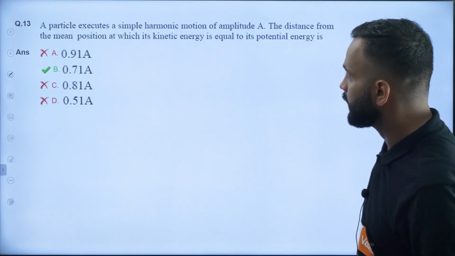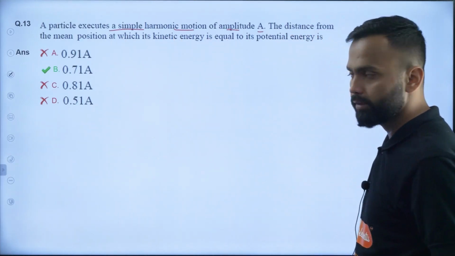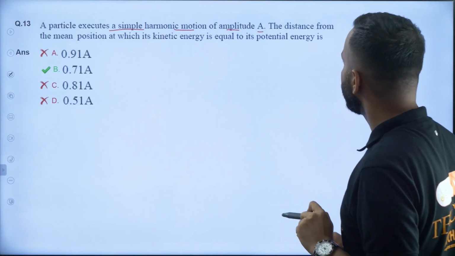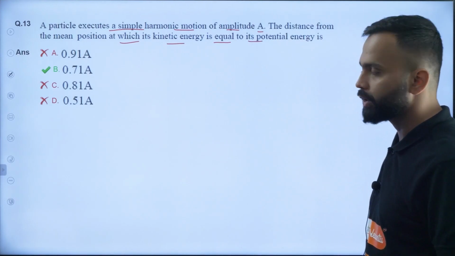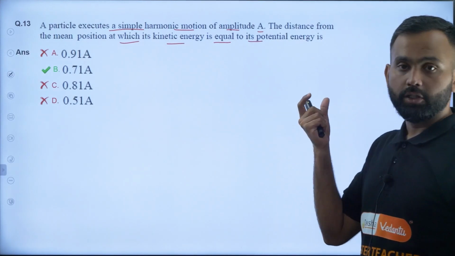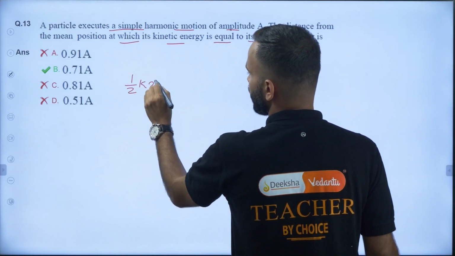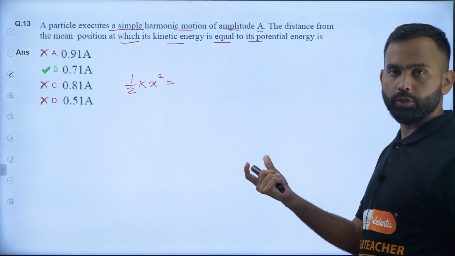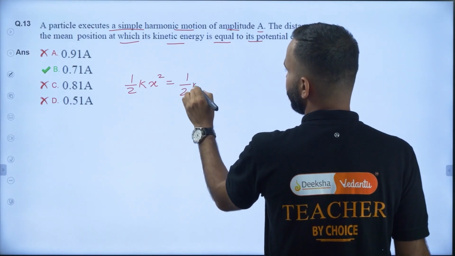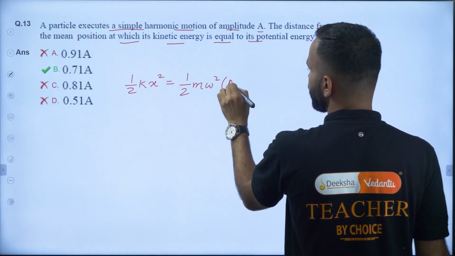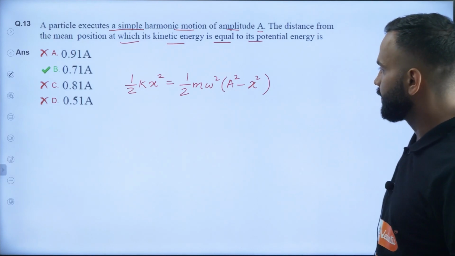Question number 13. A particle executes simple harmonic motion of amplitude A. Find the distance from the mean position at which its kinetic energy is equal to its potential energy. The potential energy of the particle executing simple harmonic motion is half kx square, which is equal to the kinetic energy of the particle. The kinetic energy is half m omega square into a square minus x square, isn't it?